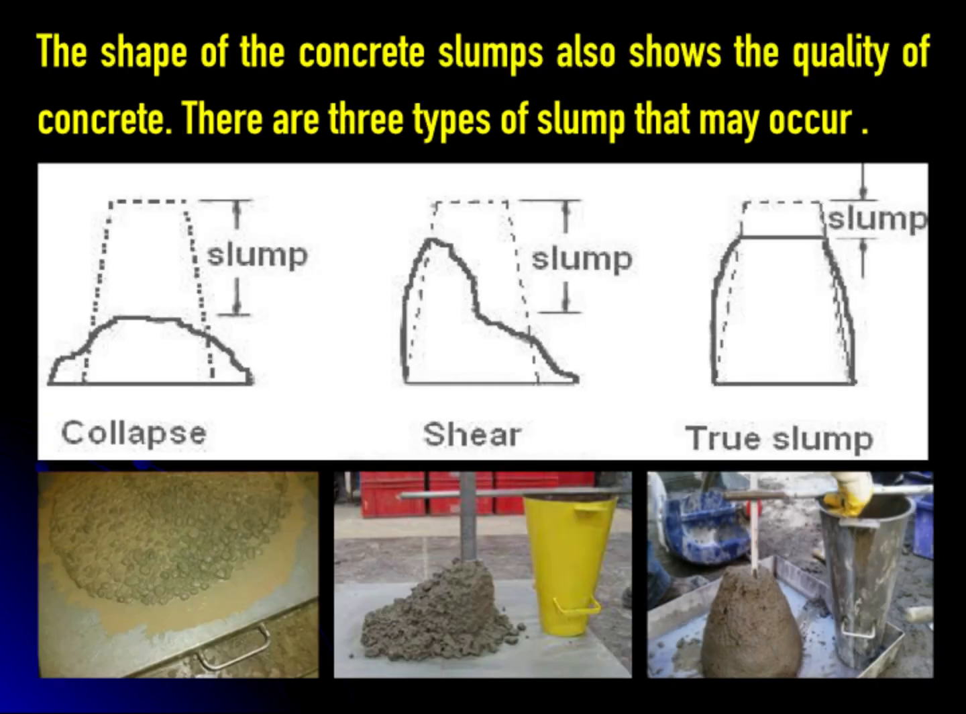There are three main types of slump. One, collapse slump. This indicates that the concrete mix is too wet or has too much water. It may lead to segregation, where materials separate during placement. Two, shear slump. This type indicates that the mix has too much coarse aggregate and insufficient paste. It results in a dry and harsh mixture. Three, true slump. This is the most desirable type, indicating a well-proportioned mix with good workability.